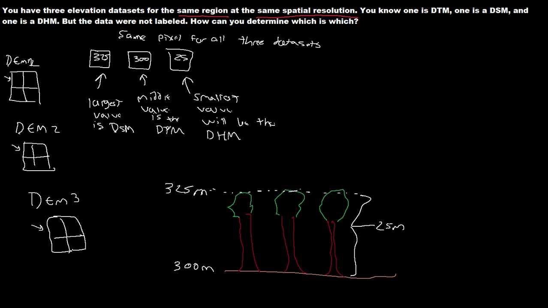And again, whenever you're including surface features, you're always going to increase your elevation because you're dealing with them. Whenever you exclude them, you're going to lower your elevation because you're not dealing with them. And then the digital height model is always the difference between the two, which means it's always going to be smaller than either one. So largest is always the DSM, smallest is always the DHM, and the middle is always the DTM. Again, hopefully this made sense.